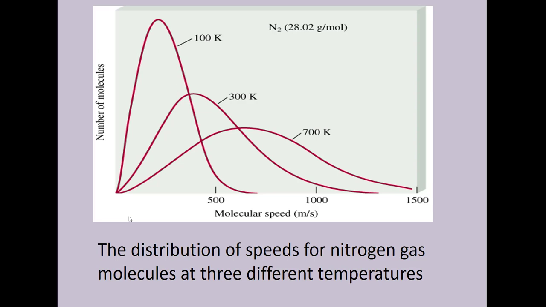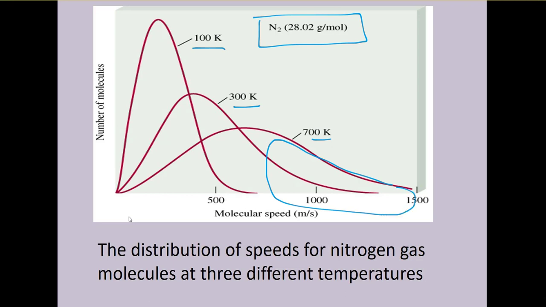Here's another distribution curve, this time looking at the same molecule. So this is all nitrogen, but now I'm looking at different temperatures. So what happens as the temperature goes up to a molecule? Well, it travels faster, and we can see this. So we have a same sample of gas at these three temperatures, and so you can see as the molecules start speeding up, that the curve kind of flattens out, and we end up having more molecules traveling faster in comparison to the other ones.